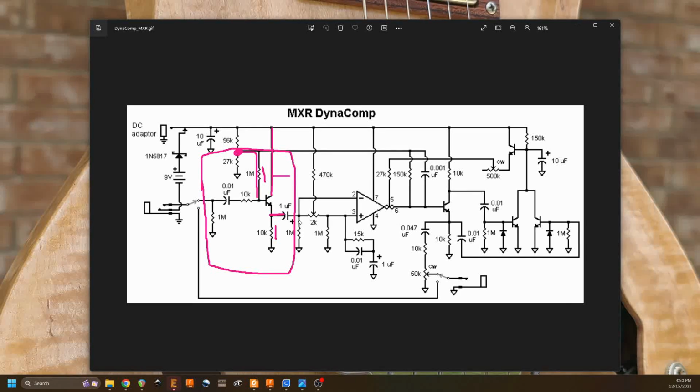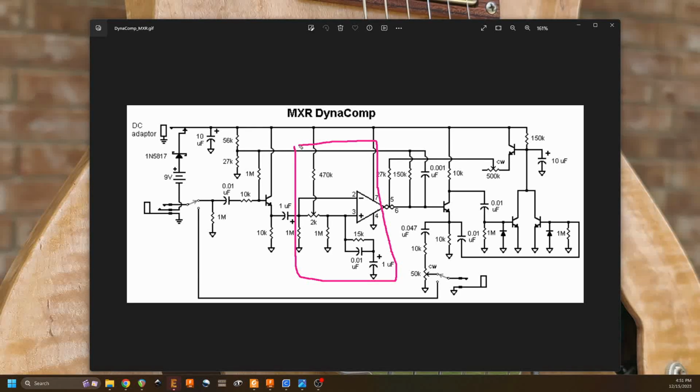Pretty bog standard. The next stage of the circuit is the actual amplification stage, the OTA amplifier stage. And that comprises this piece here.